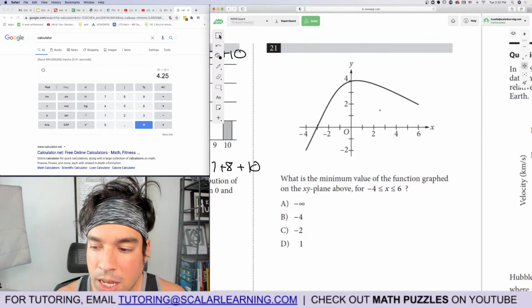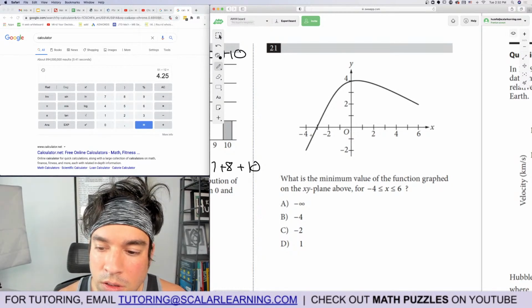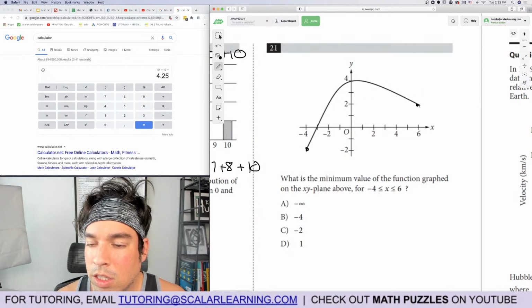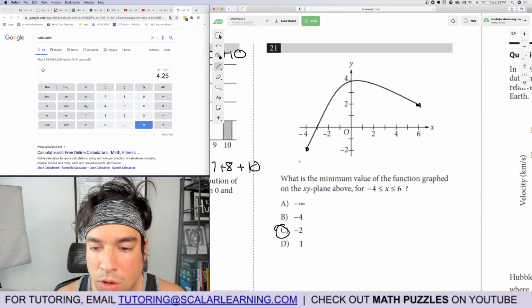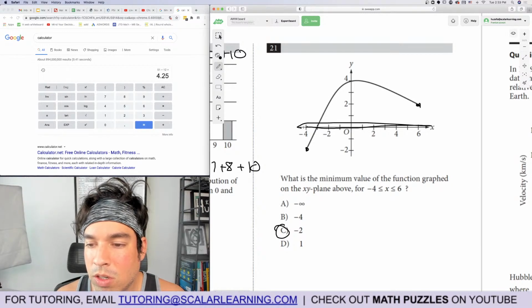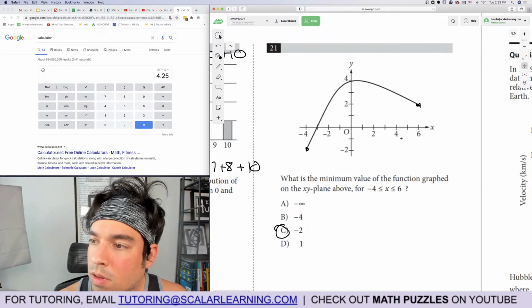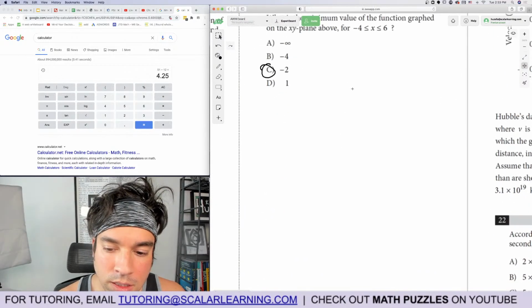What is the minimum value of the function graphed in the xy plane above for x between -4 and 6? Hold on. So basically, it's just the lowest value. It's just -2, right? It's the lowest value because they give us the domain from here to here, and so where is it lowest? Right there. It's about -2. That's it. Okay, and it's on the y-axis, right? The minimum is the y, not the x.